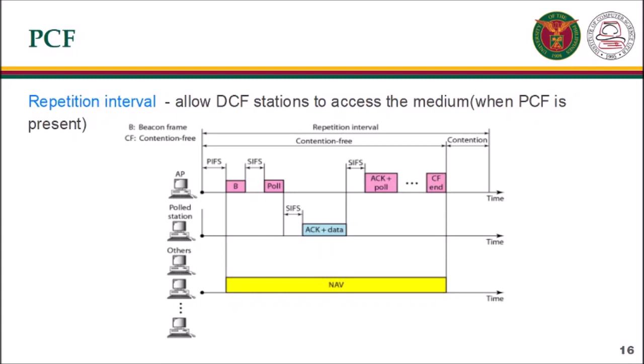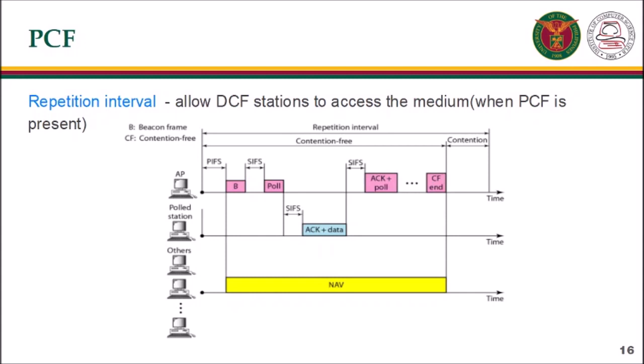To prevent this, a repetition interval has been designed to cover both contention-free PCF and contention-based DCF. The repetition interval, which is repeated continuously, starts with a special control frame called the beacon frame. When the stations hear the beacon frame, they start their NAV for the duration of the contention-free period of the repetition interval.